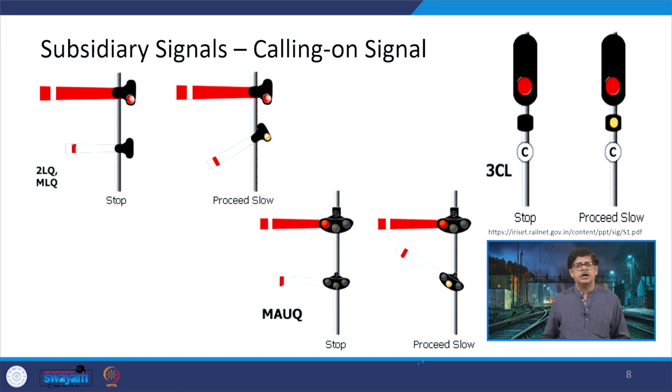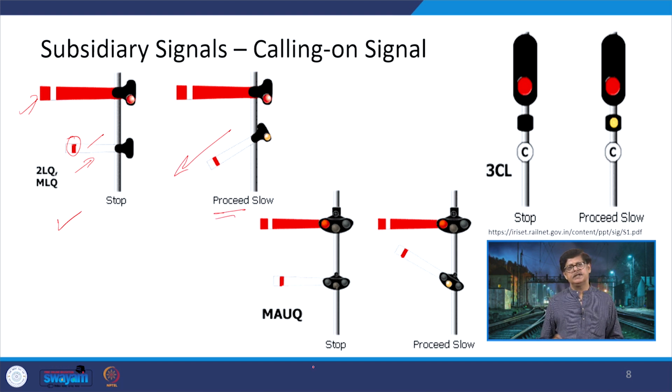So, here you can see how these calling on signals look like. This is a two aspect signal. In this case this is a main stop signal, a semaphore arm, but the calling on signal is a smaller size which has a white background and a vertical strip which is red. Here if it is going down, it means you can proceed slowly.